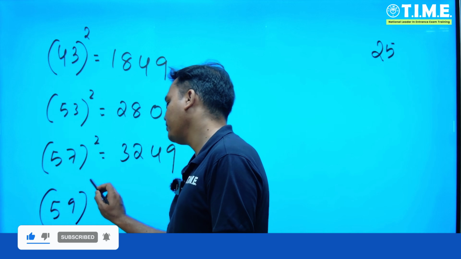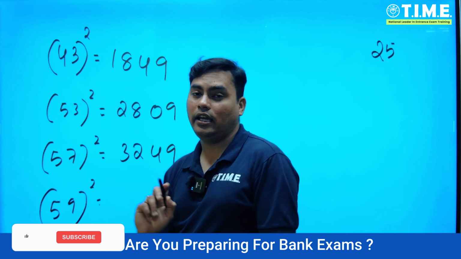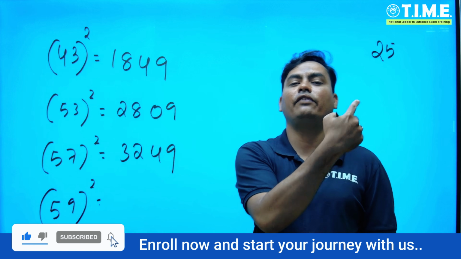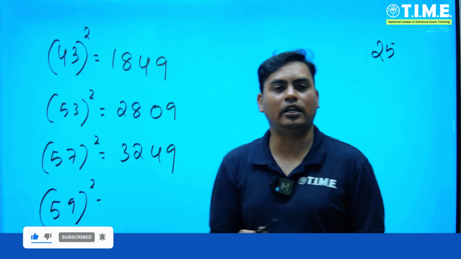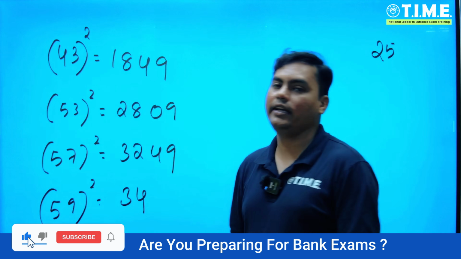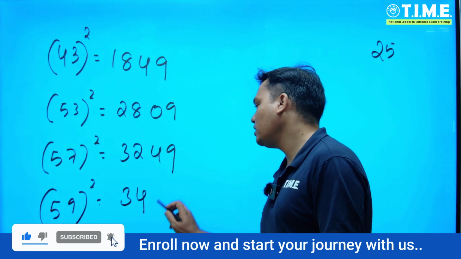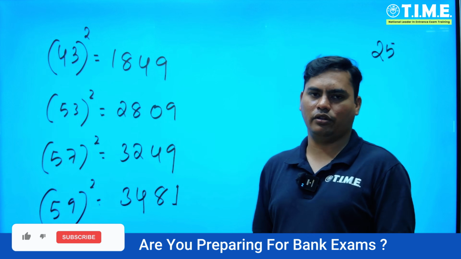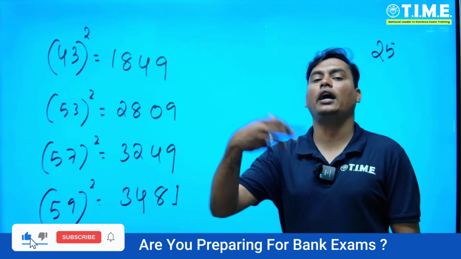So the next number, 59 square. Now come on. What is this? 9 more than 50. I will be adding 9 with 25. 25 plus 9 will be 34. Now come on. What is 9 square? 81. My answer will be 3481 here. I think everyone understood the point.